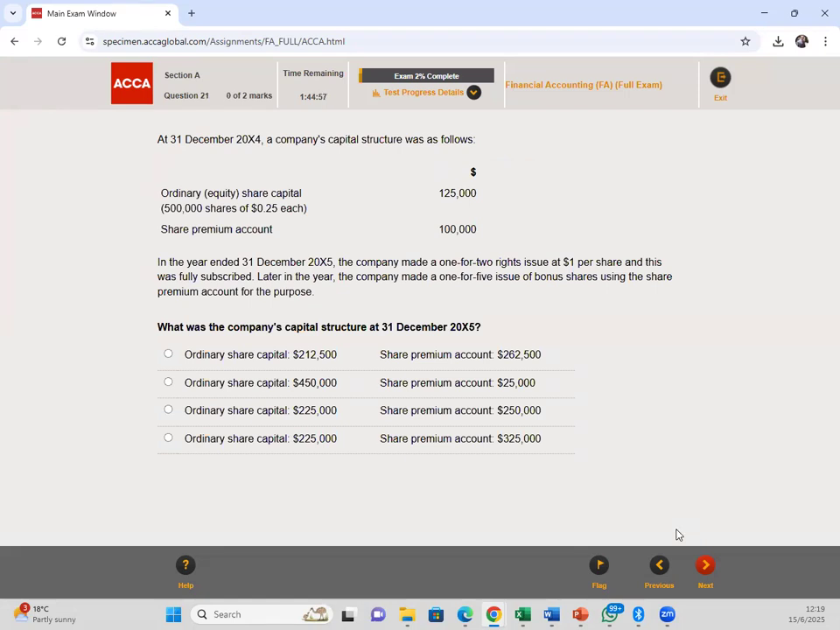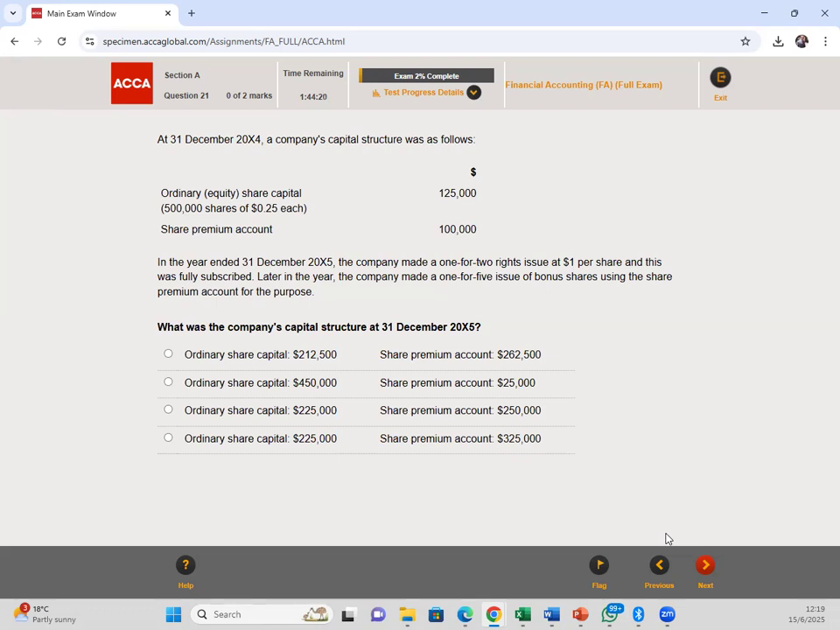At 31 December 20X4, the company's capital structure was as follows. We had ordinary shares of 125,000, of which we are told that each share is of 25 cents. So it actually means we had 500,000 shares of 25 cents, each giving us a value of 125,000.